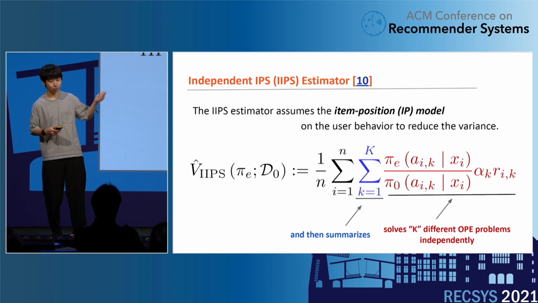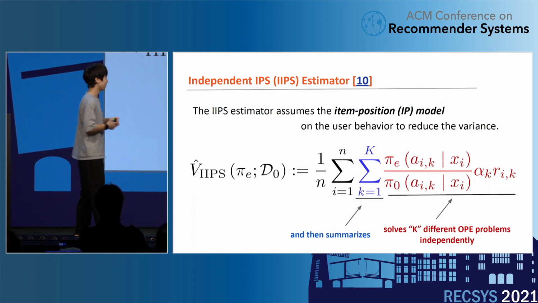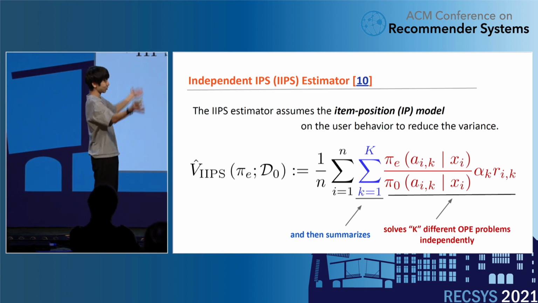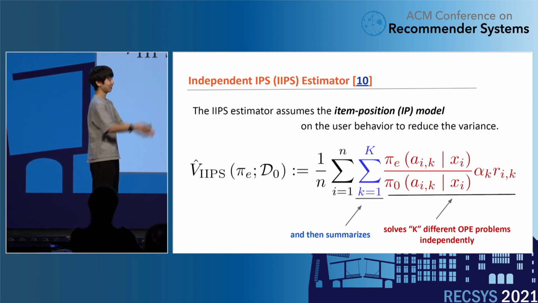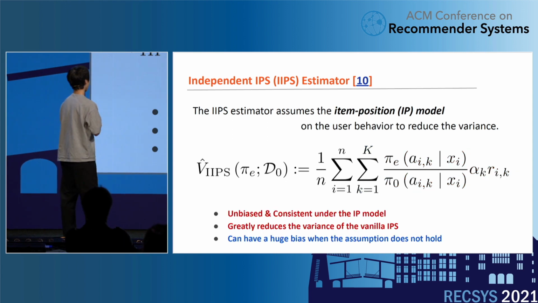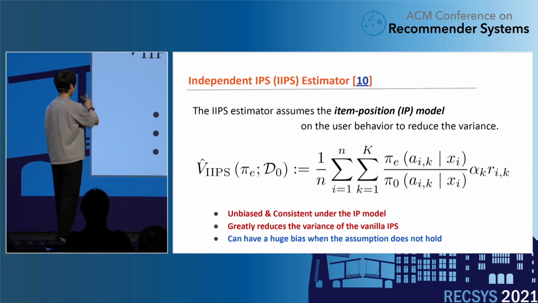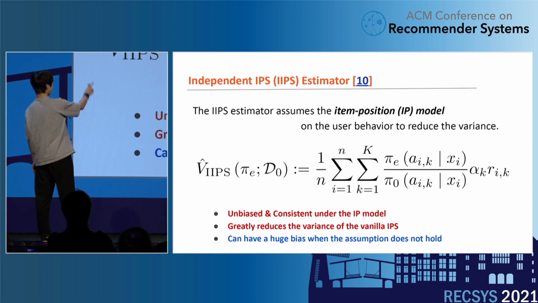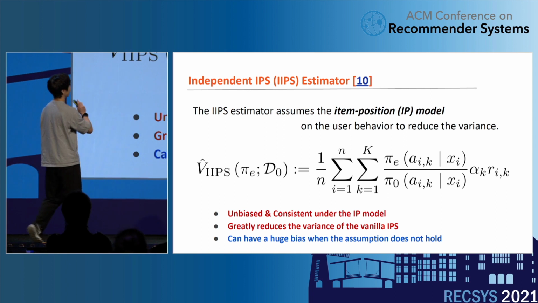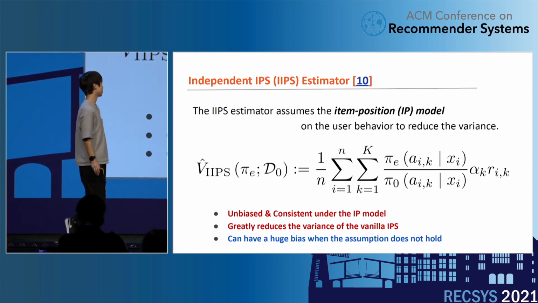And this estimator can do that because of the independence assumption. We can just split the combinatorial action space into k different independent separate off-policy evaluation problems. That's the trick here. And there's some nice theory. So this is unbiased and consistent under this assumption, right? If this assumption is satisfied in the real world, then this estimator is going to be unbiased.